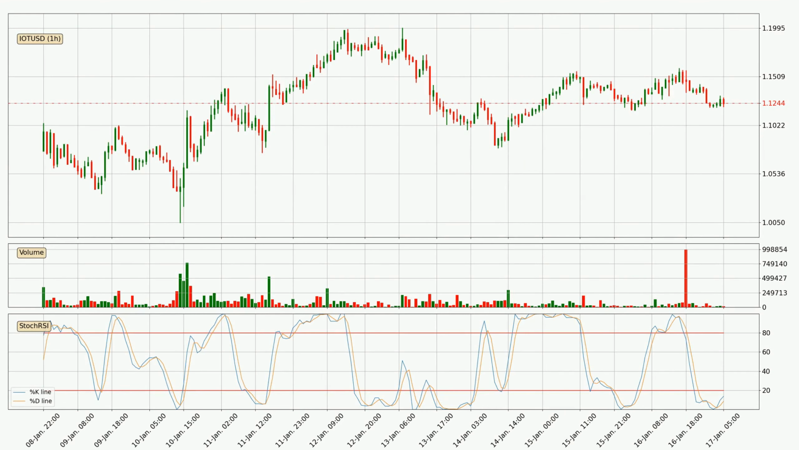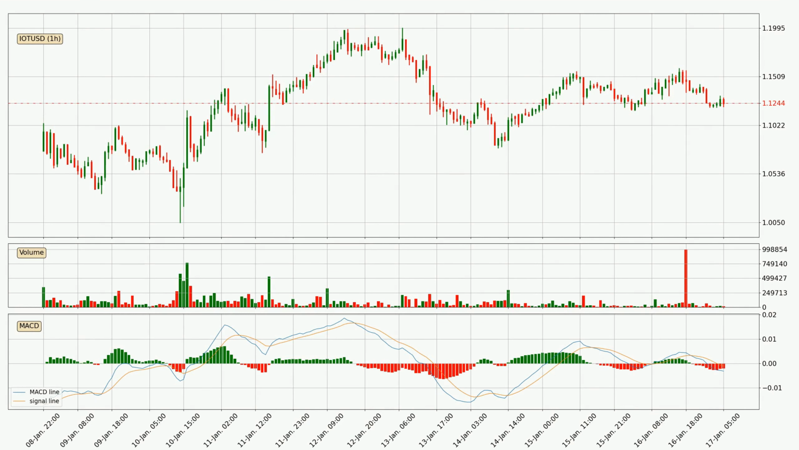Moving to the hourly stochastic RSI, both the %K and %D lines are in the lower region, which means that the price is getting oversold and soon a trend change or at least some kind of consolidation could be expected. The K line is currently above the D line, which shows that the trend has shifted to the upside.